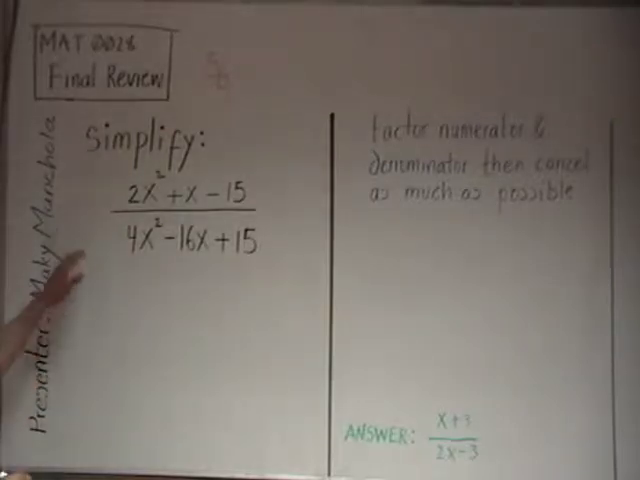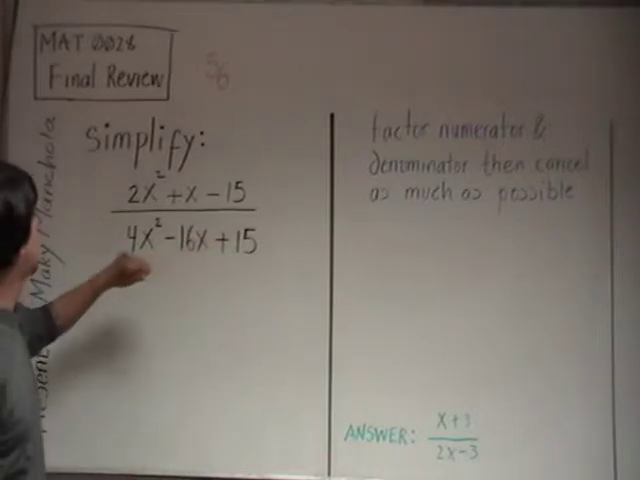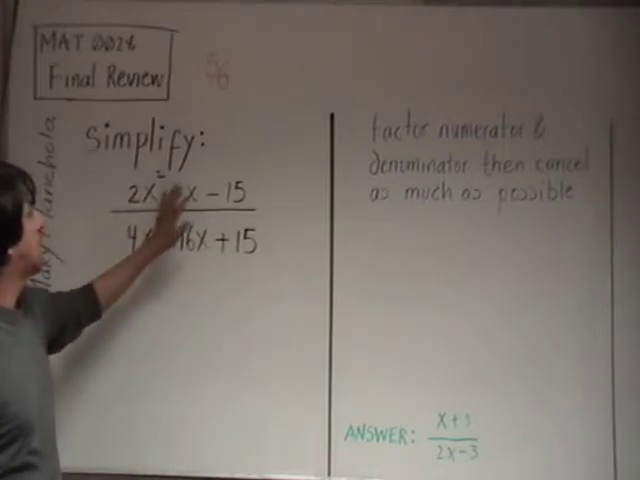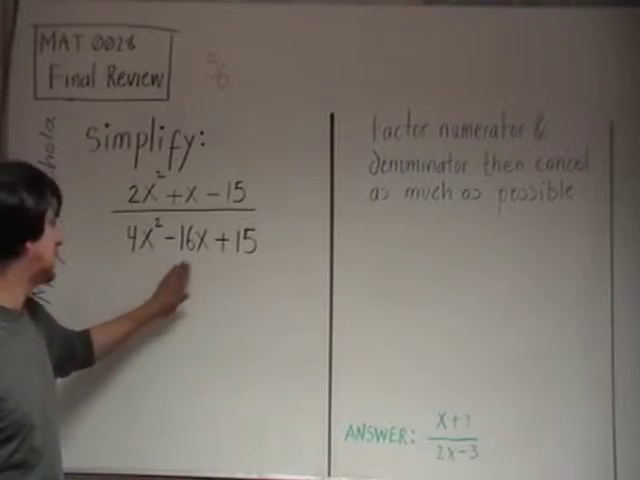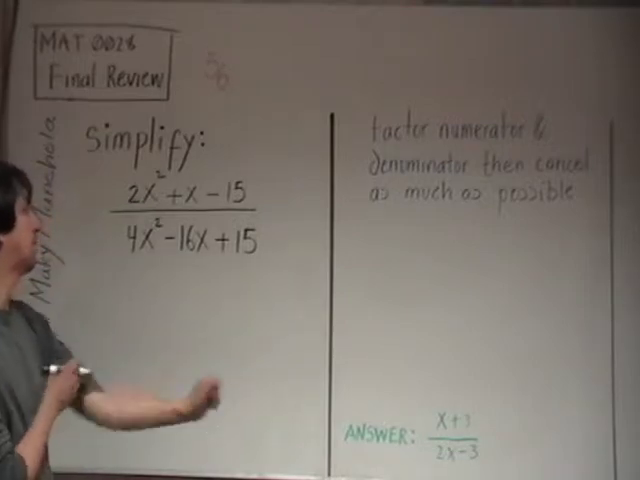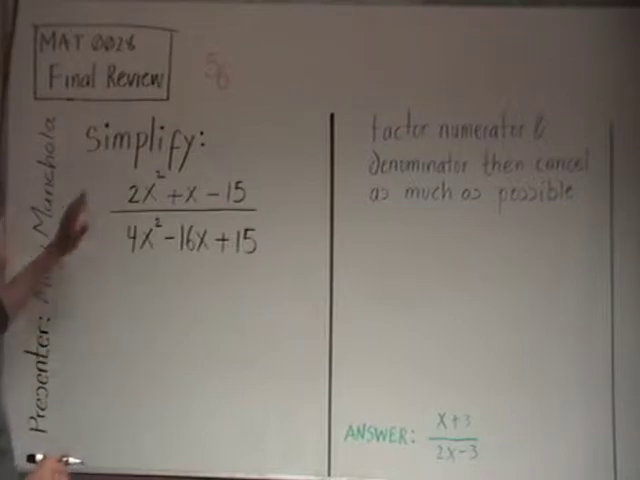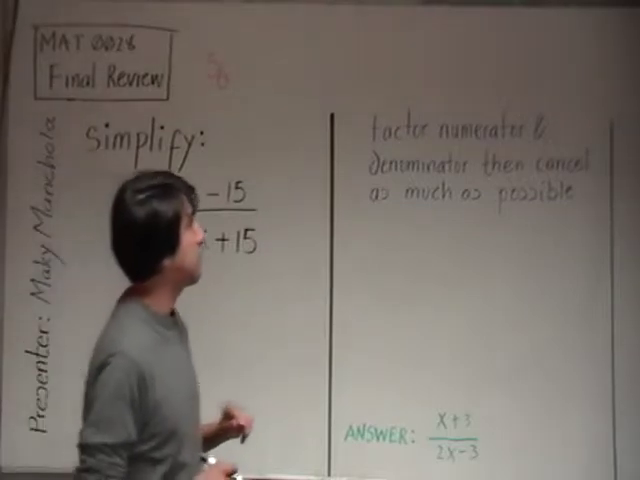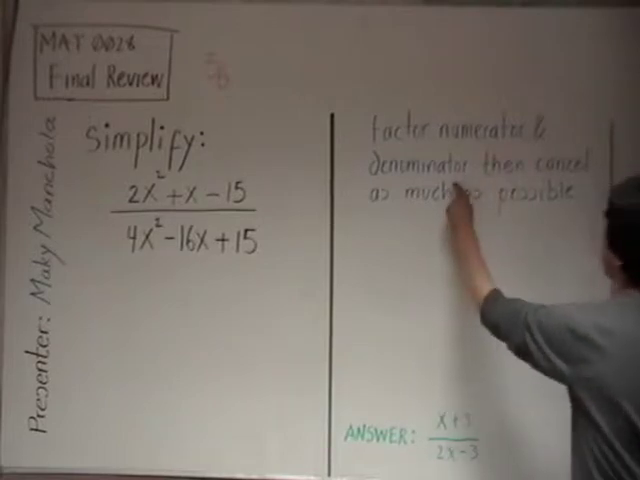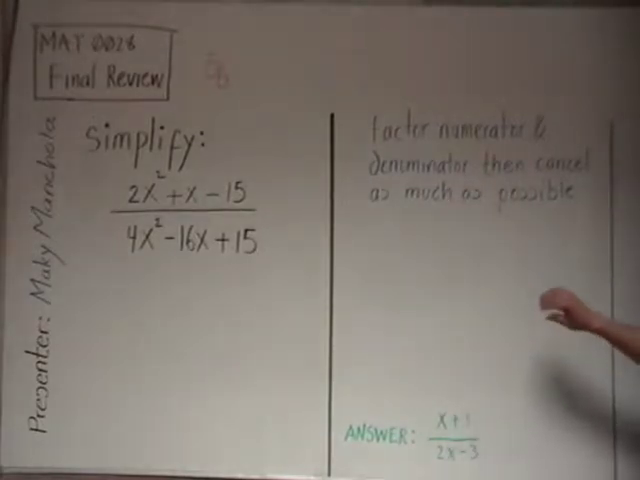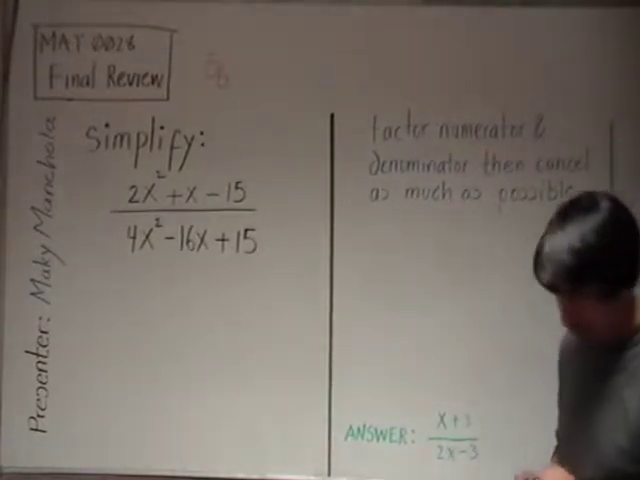Our problem now is to simplify this rational expression: 2x squared plus x minus 15 over 4x squared minus 16x plus 15. In order to simplify a rational expression, you want to factor the numerator and denominator and then cancel as much as possible.